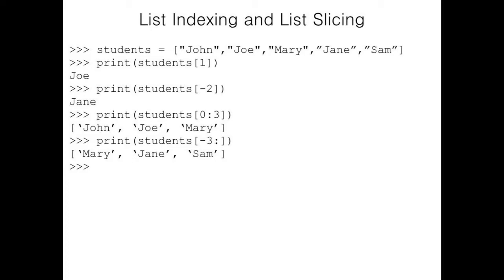You can also use negative index for slicing without the ending index. So the starting index in this example is -3, which is the third last item. So starting with the item Mary until the end will give you the result of Mary, Jane, and Sam.